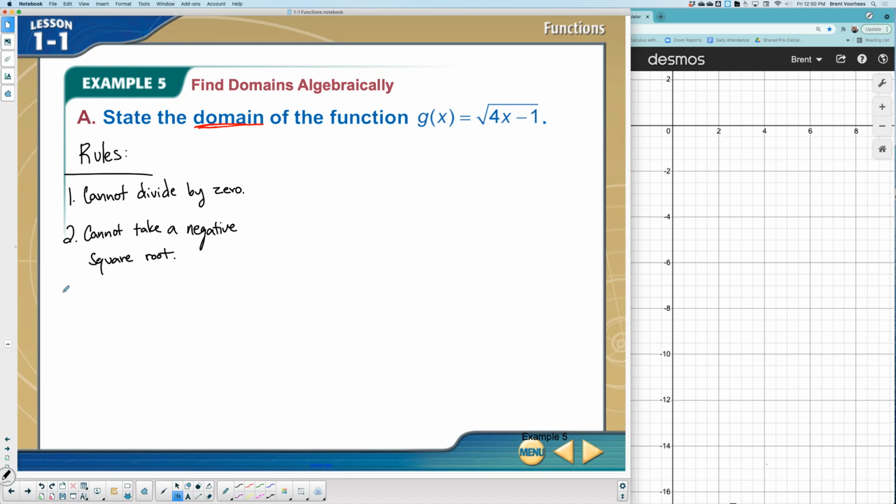Now, there will be a 3rd rule that will come later. So you can just put to be determined, TBD. You'll learn what that one is later on. But for today, I'm going to focus on these 2 rules.